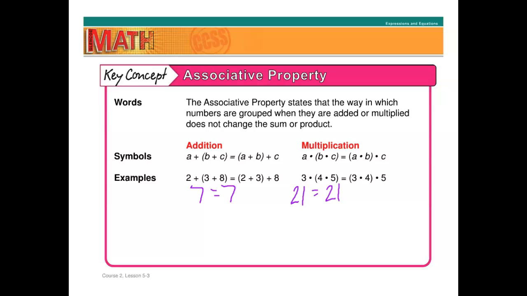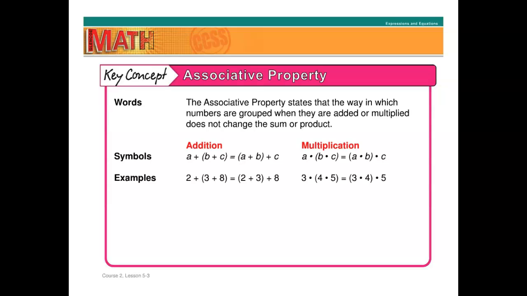The next property that we have is the associative property. So this one is a little bit different. The associative property states that the way in which the numbers are grouped when they are added or multiplied does not change the sum or product. So again, we're not changing our answer when we do these, but we're regrouping them.